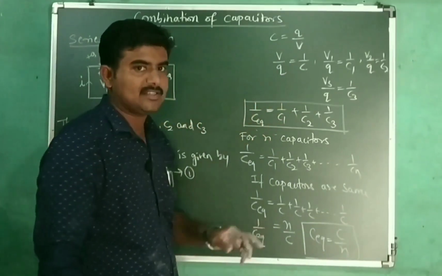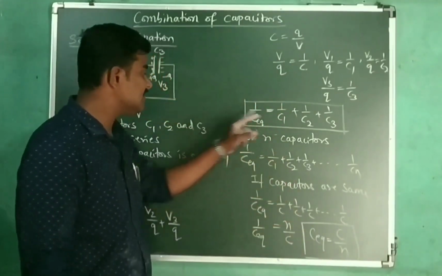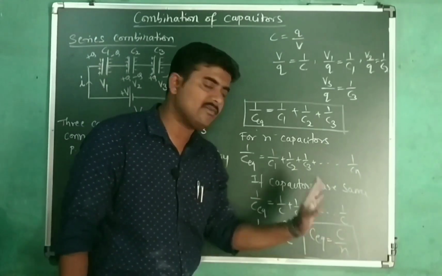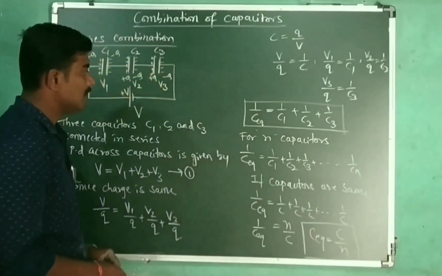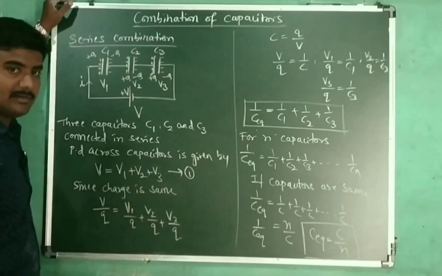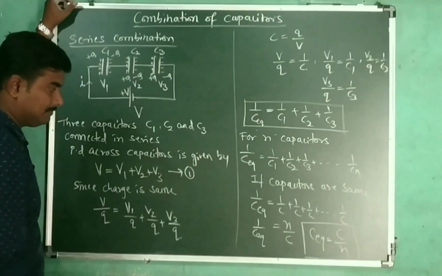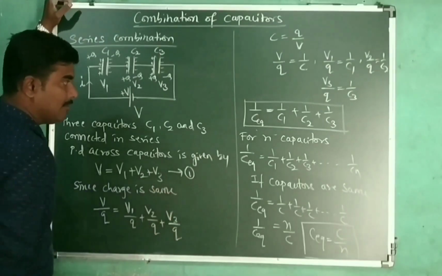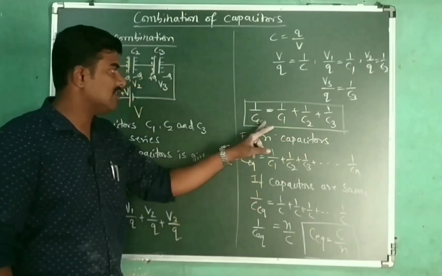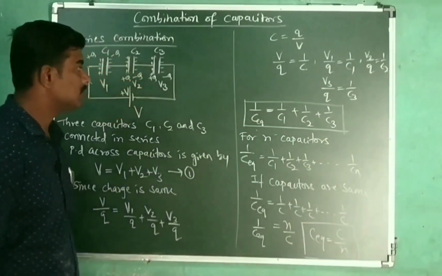If n number of capacitors having the same value are connected in series, then the effective or equivalent capacitance is going to be C divided by n. Sometimes this question will appear in your final examination. Have a look. C equivalent is equal to C divided by n. If only 3 capacitors are there having different values, then this is the formula.